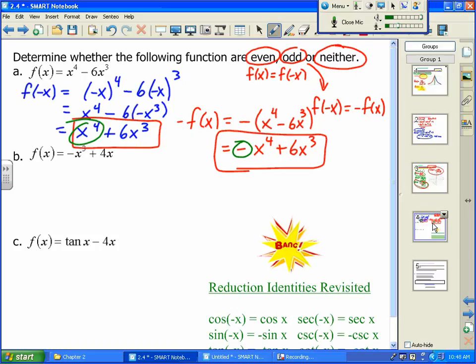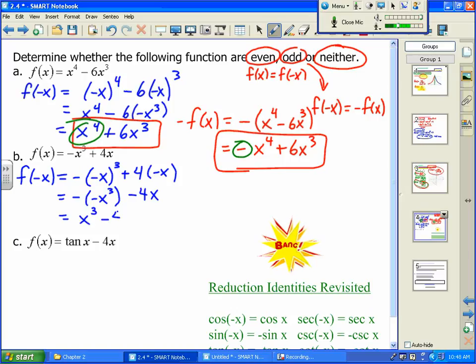Does that make sense to you guys? Yeah. Okay, let's look at B. I'm going to find f of negative x and compare it. So I have negative x cubed plus 4 times negative x. This becomes negative x cubed minus 4x, which becomes positive x cubed minus 4x.